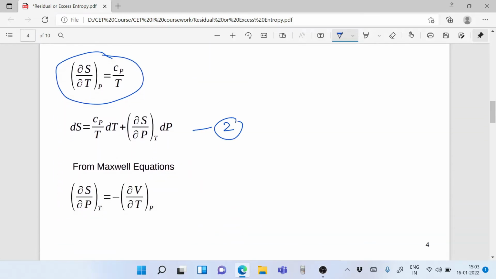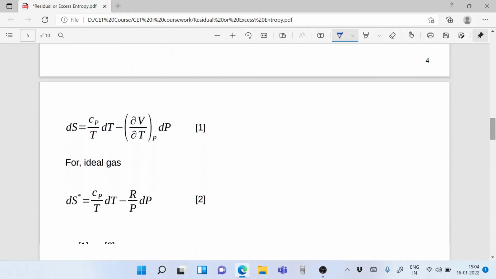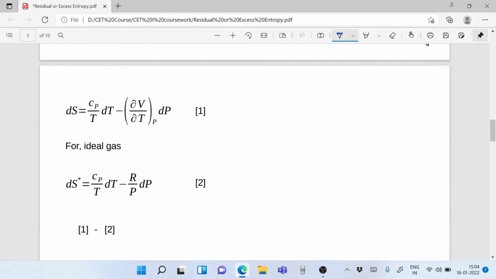Now from Maxwell's relations, which of course I will not be deriving because Maxwell's relationships are something you should memorize, you have ∂S/∂P at T equal to −∂V/∂T at P. So ∂S/∂P at constant T in equation number 2, we can replace it and write this as this equation, and we call this equation number 1 in square brackets.